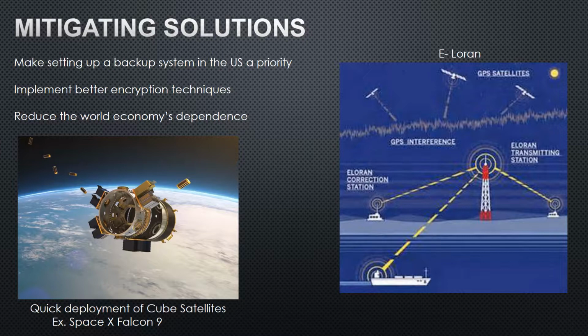The other thing we could do is make setting up a backup system in the United States a priority. Our budgetary committee actually canceled a LORAN system because they deemed it a duplicate system of our GPS. We also need to implement better encryption techniques for our GPS bands, as well as reduce the world economy's dependence on GPS, or at least have a pretty decent backup.